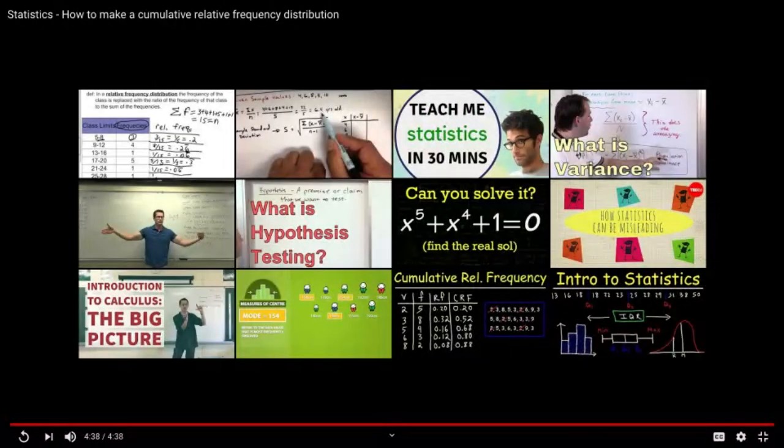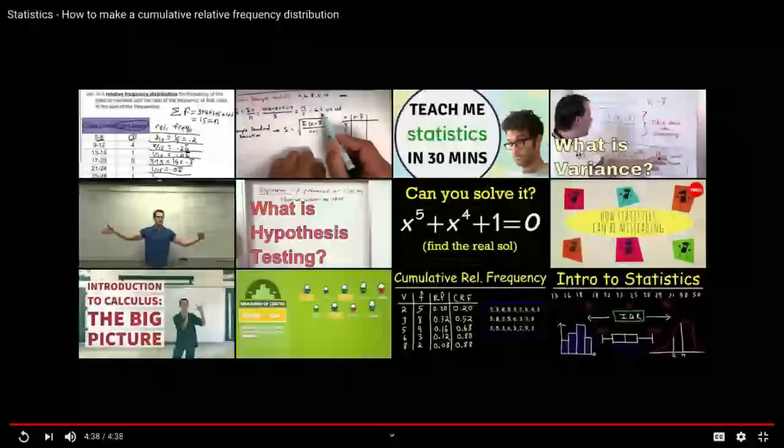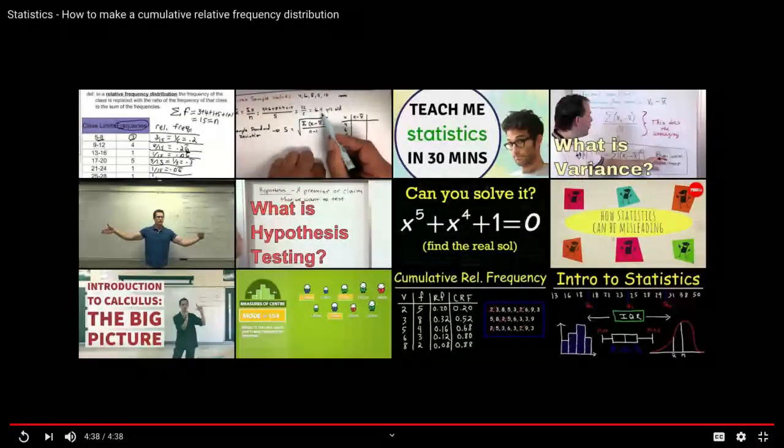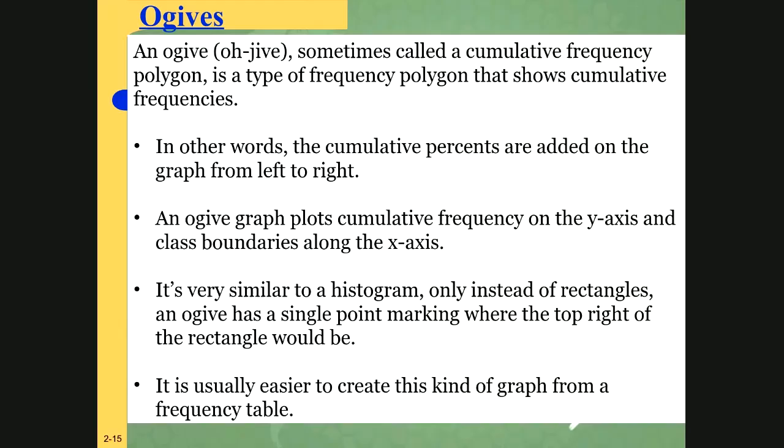Well, let's go back to the PowerPoint. All right, here's another one. Oh, that's the ogive. That is what's called a cumulative frequency polygon, which we just saw the video on, is a type of frequency polygon that shows cumulative frequencies, which was discussed in the video. So in other words, the cumulative percents are added on the graph from left to right.